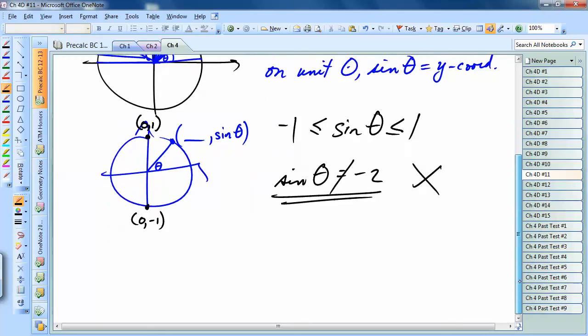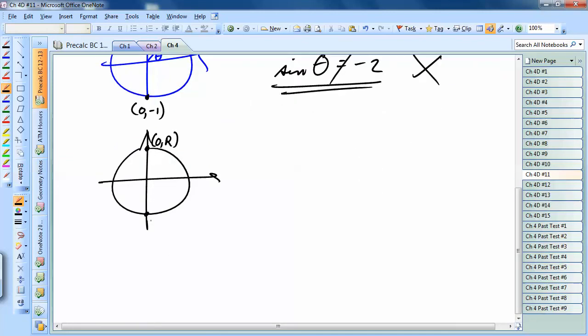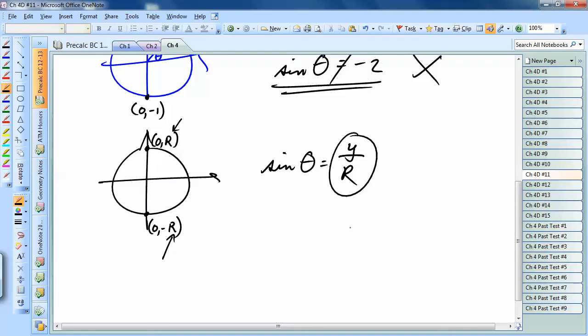Let's say you didn't want to use the unit circle, and instead you just made any circle. So now this point is as high up as the radius or as low down as the negative radius. Well, in that case, sine theta equals y over r. Well, y over r, the biggest y you can get is r, and the smallest y you can get is negative r. Well, since the biggest y you can get is r, the biggest this can get is 1. And the smallest you can get is negative r. The smallest this can get is negative 1. So you're still locked in between negative 1 and 1.